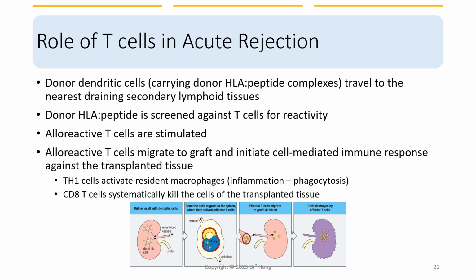Now you can have both a cellular response from CD8 T cells starting to attack tissue cells, and also CD4 T cells, in particular Th1, activating macrophages, leading to inflammation and phagocytosis of all the donor tissue cells. These are the mechanisms that lead to acute rejections.